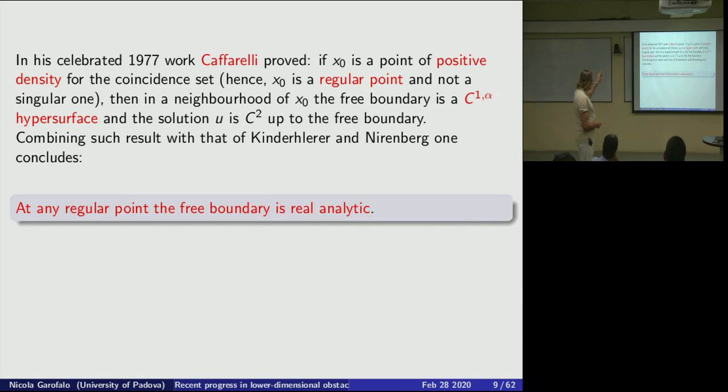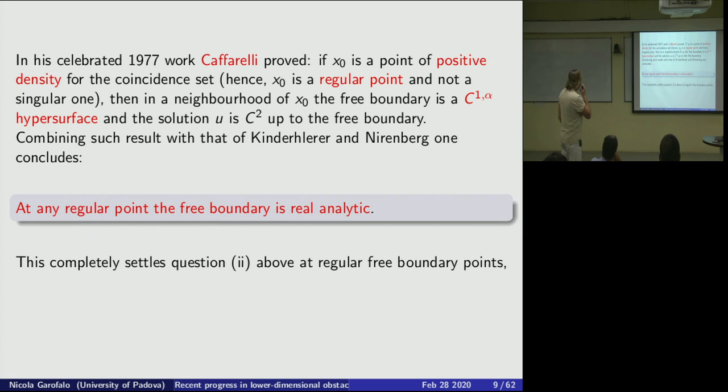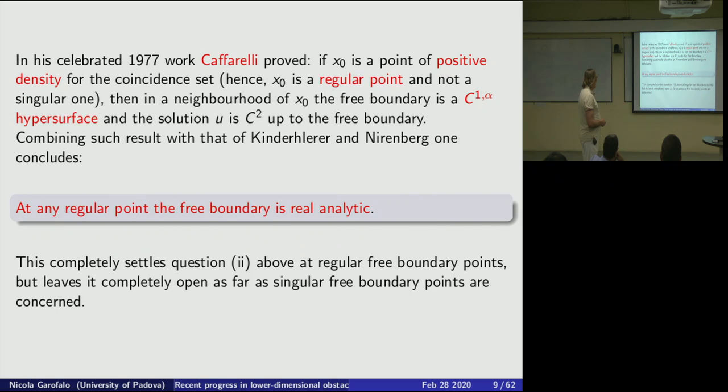So if you combine this result with the Kinderlehrer and Nirenberg theorem that appeared in the same year, you end up proving a remarkable fact: at any regular point, the free boundary must be real analytic. Okay, so we know everything about the regular free boundary. We know the best possible information. So this completely settles the question of the regularity of the free boundary at regular free boundary points, but leaves it completely open at singular free boundary points.